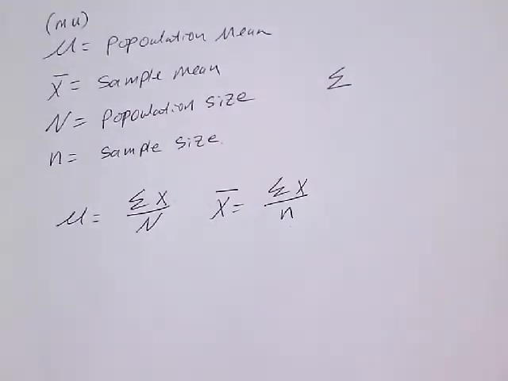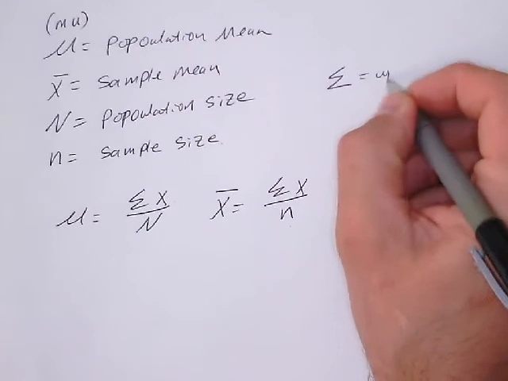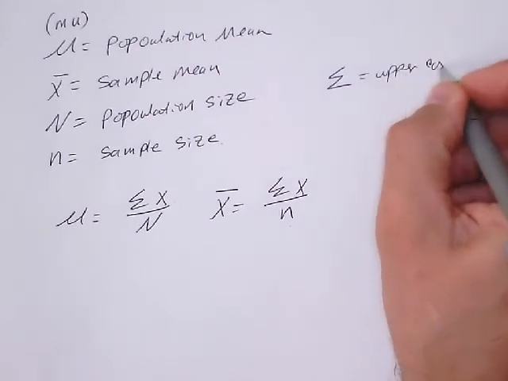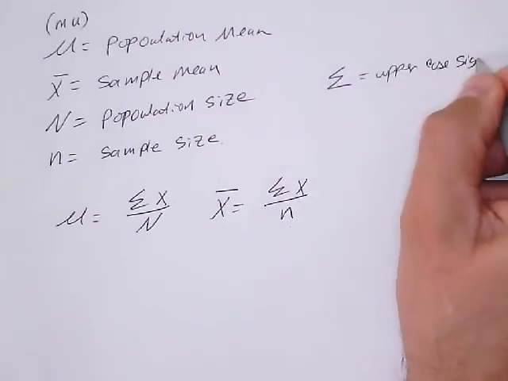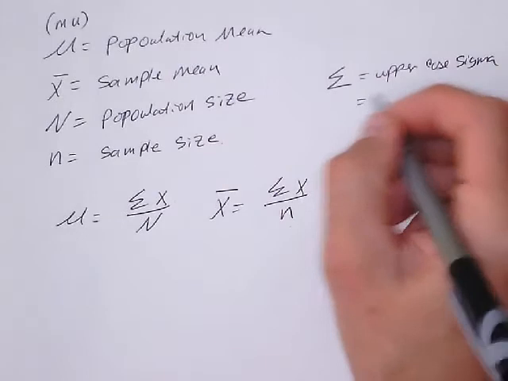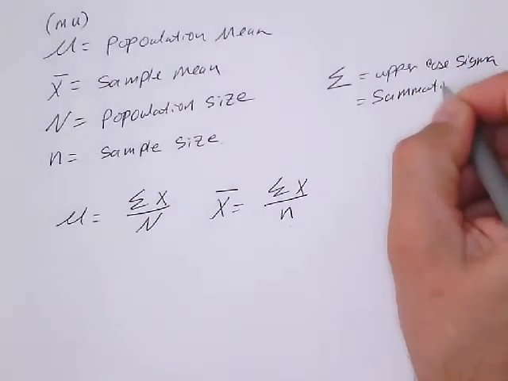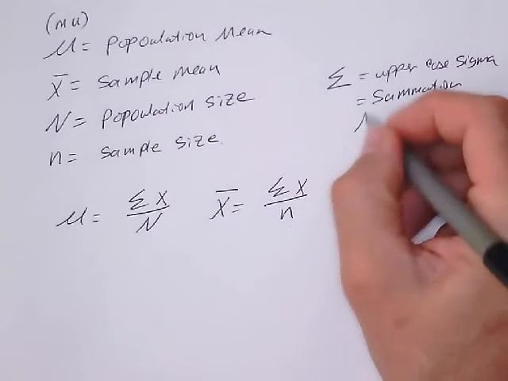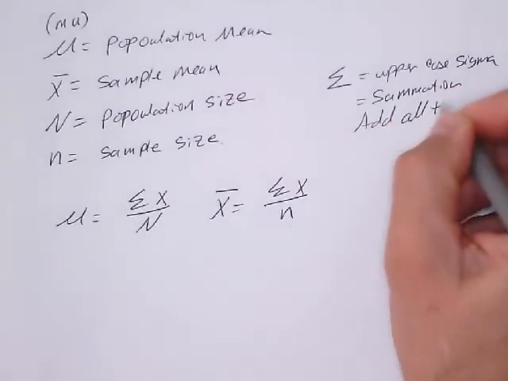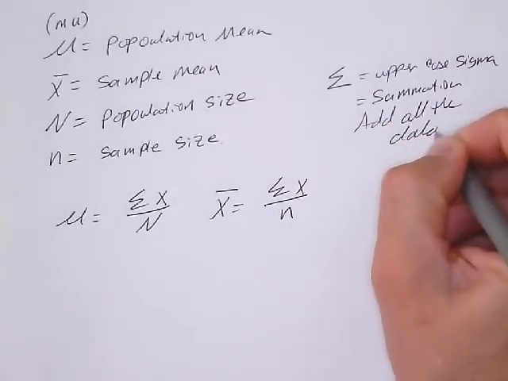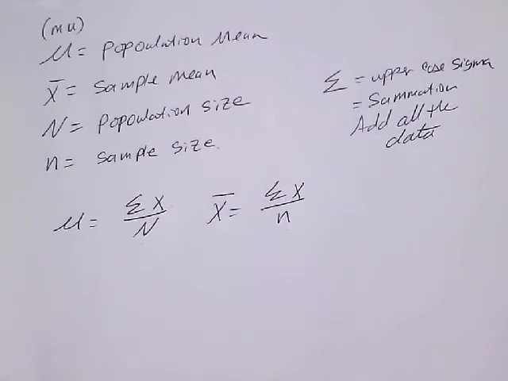Now, some of you at home may be wondering what this is. This is an uppercase sigma. And basically what it means is sum. It's a summation, meaning add all the data. And x is our data point.